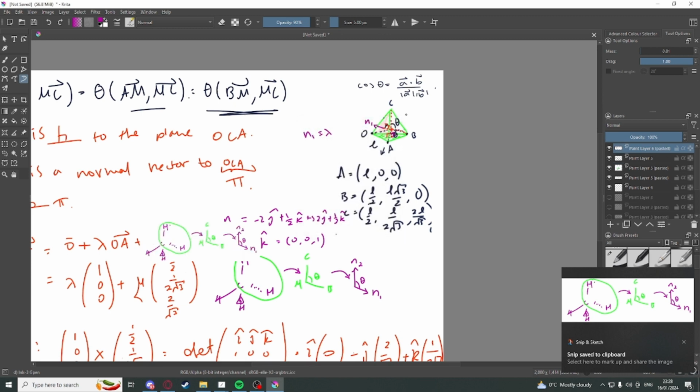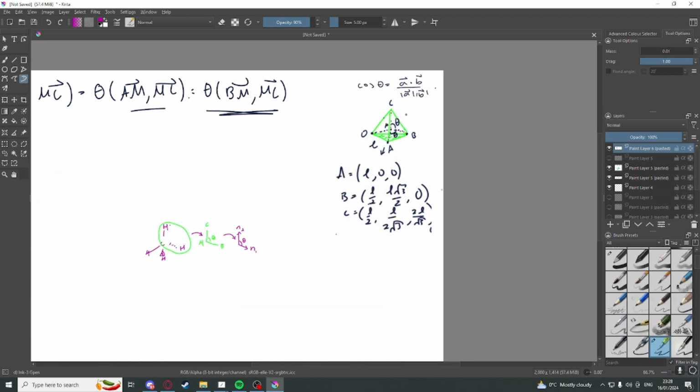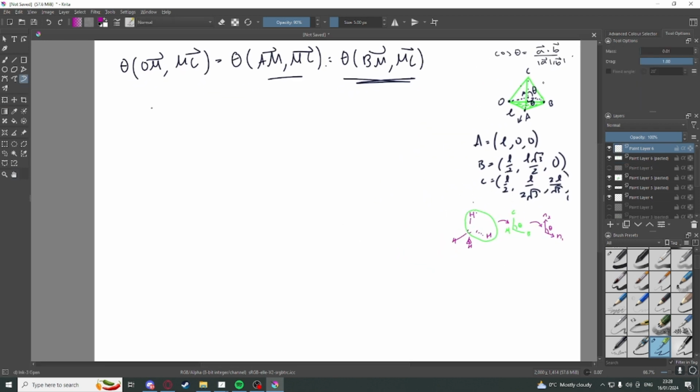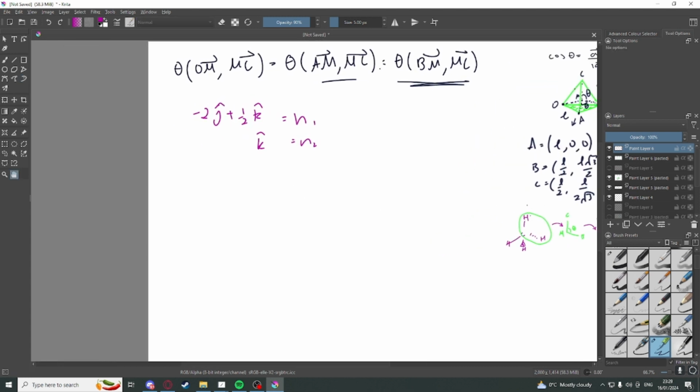If I just printed this out, okay, yeah. So I'm just gonna move that over here, and then again, what was it? -2j plus 1/2 k hat is equal to n1, and n2 was just k hat, because as I said, it's just a vertical vector. So for the dot product between these, let me write them as column vectors. This would be 0, 0, 1. This would be 0, -2, 1/2.